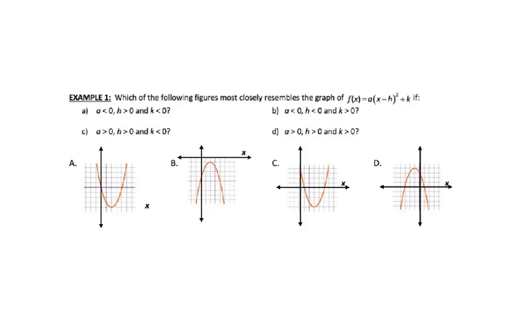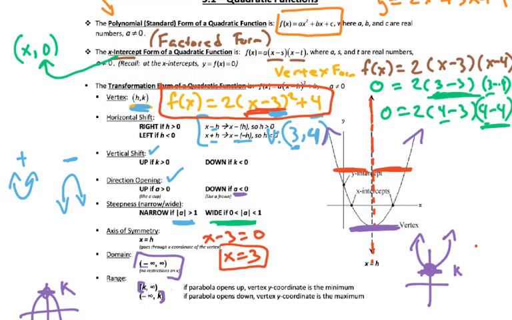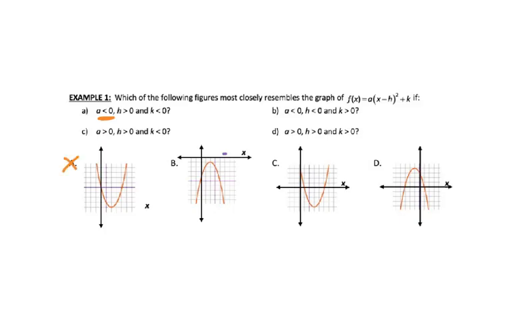Okay, so let's do that. Let's look at example 1. Which of the following figures most closely resembles the graph of y equals a(x minus h) squared plus k? Basically, it's in vertex form. Okay, so let's see the first one. For the first one, we see that a is less than 0. So what do we know about a being less than 0? Well, if we refer back here, we know that if a is less than 0, it means that we have a frown, right? It's opening down. So that means I can eliminate A. It could be B, it can't be C, and it could be D.